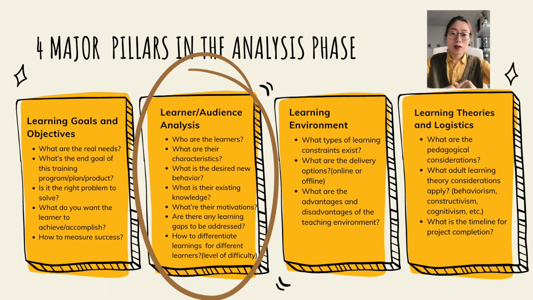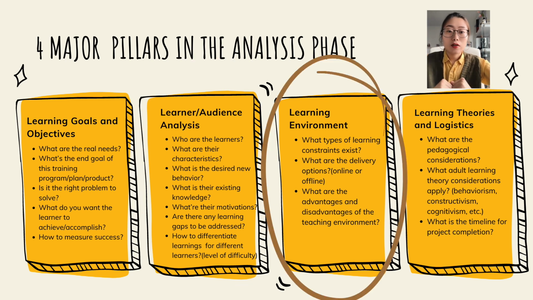The second pillar is learner or audience analysis. You have to know who your learners are, what their characteristics are, what their desired new behavior is, what the existing knowledge is, what their motivations are, and how do you differentiate the learning according to different learners and adapt into different levels of difficulty. Third pillar is learning environment.